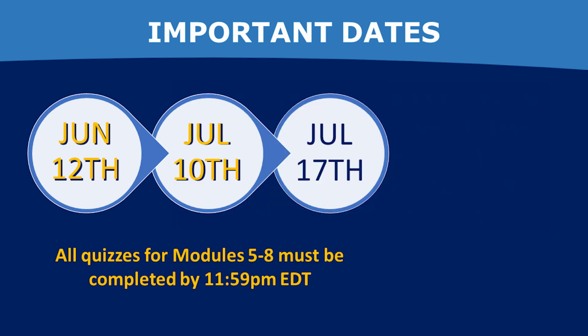July 10th. This is the date that you want to have all quizzes and the modules reading material completed by for modules 5 through 8. And this must be completed again by 11:59 p.m. Eastern Standard Time. So if you're not in the Eastern Standard Time zone, you're in a different time zone, you want to be sure to make the time difference, in order to make sure you're submitting that material on time.